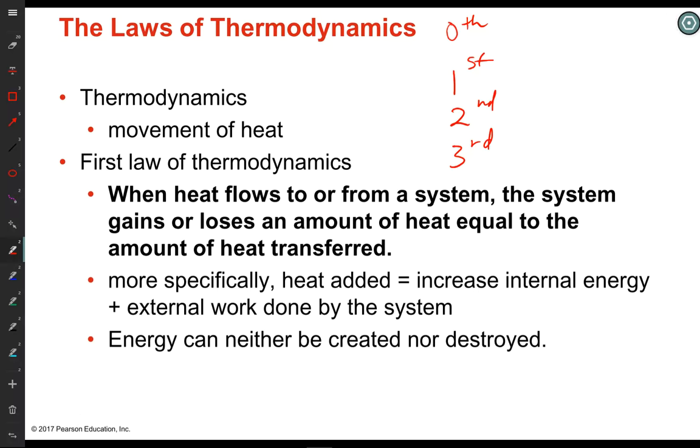So here are the laws of thermodynamics. The 0th law: if temperature A equals temperature B and temperature B equals temperature C, then temperature A equals temperature C. That seems pretty obvious, right? If A equals 5 and B equals 5, then A equals B, basically.